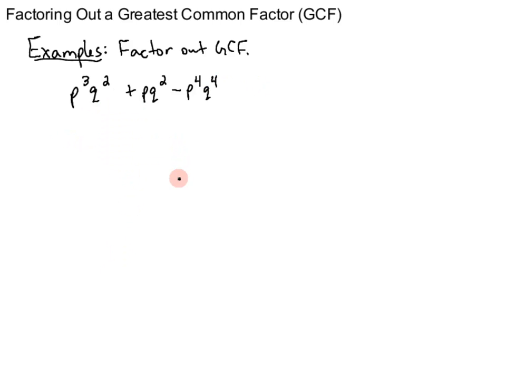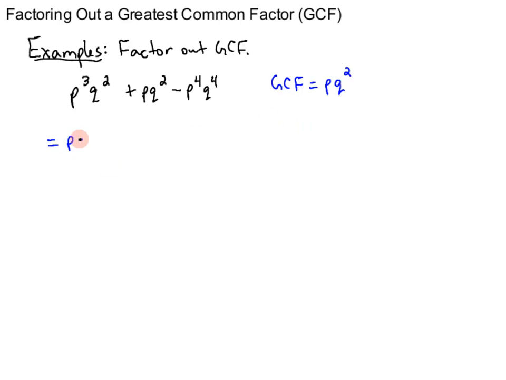Okay, so we have 3 terms now. We have to figure out what comes out of all 3 of these. So I can see that p goes into all 3, so my GCF is going to have a p. And p to the first power is the biggest one that's common to all 3, so I'll have p to the first power. And then I've got a q squared, and a q to the fourth. So q squared would divide evenly into all 3 of those. So q squared is the biggest q factor.